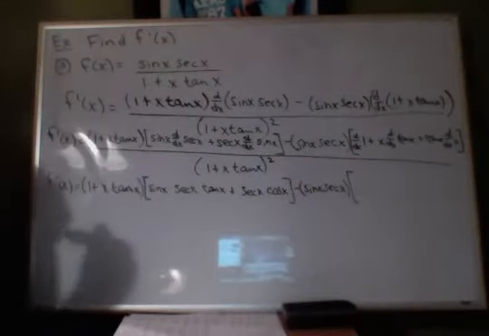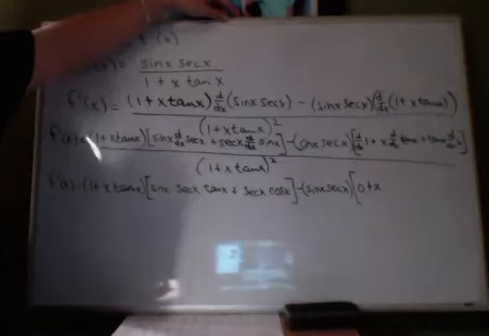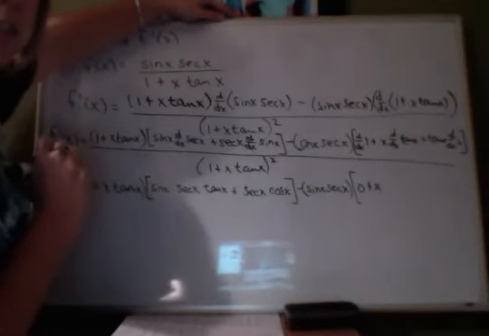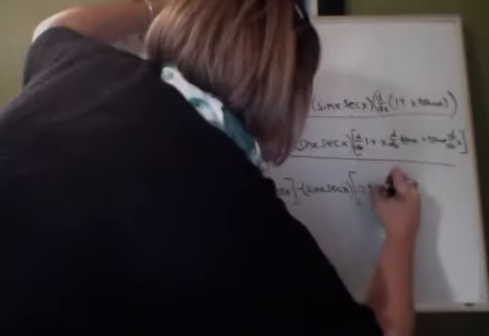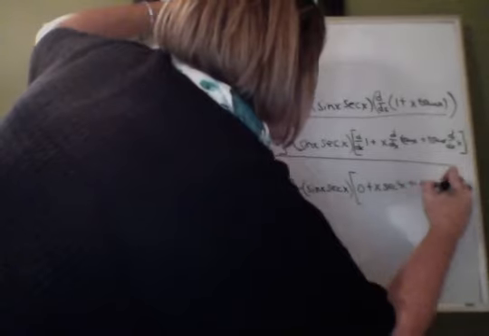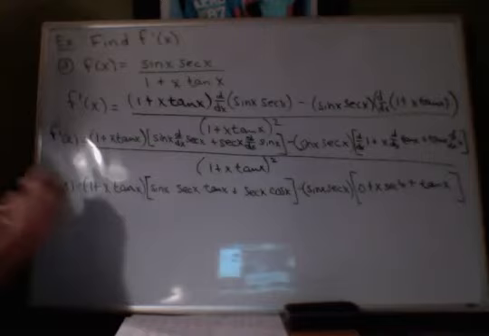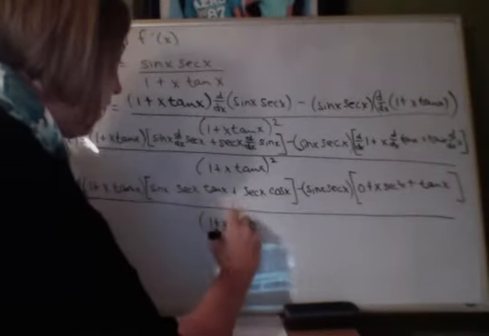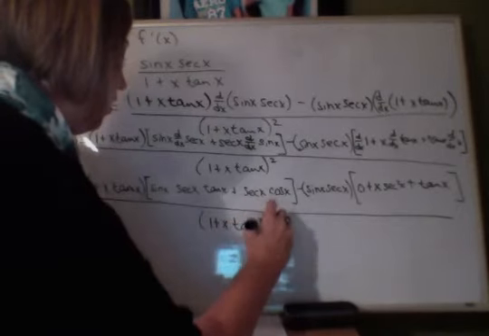And then in this bracket we have the derivative of 1, which is 0, plus x times the derivative of tangent. Well, the derivative of tangent is secant squared. So we have x secant squared plus tangent times the derivative of x. Well, the derivative of x is just 1, so we end up with just tangent x. And of course, this is all still divided by 1 plus x tangent x squared.